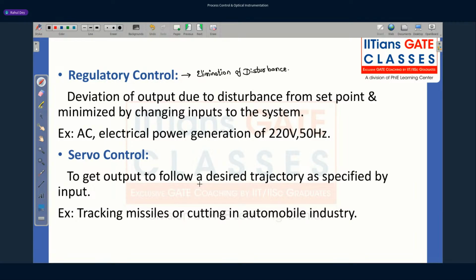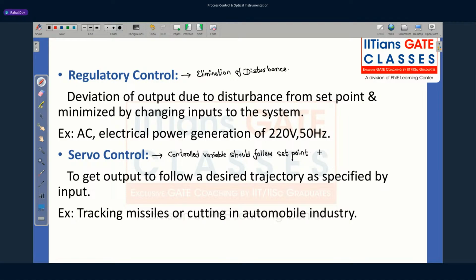Okay. Whereas in servo control, what is my main aim? My main aim is that the controlled variable should follow the set point. So that means my controlled variable should follow the set point. Whatever change in set point I am making, my output should be able to track that, or follow that. Now let us understand regulatory control and servo control with the help of an example.